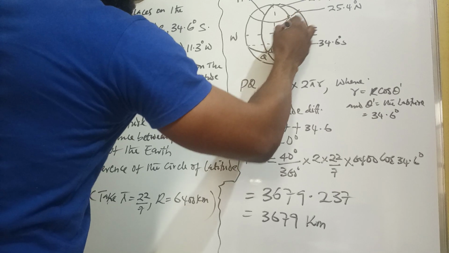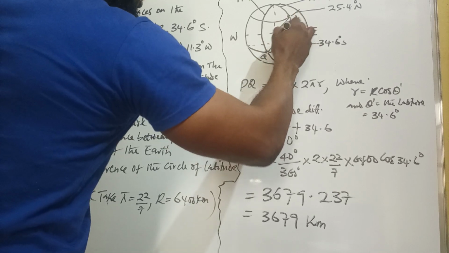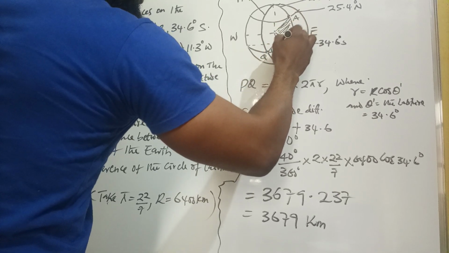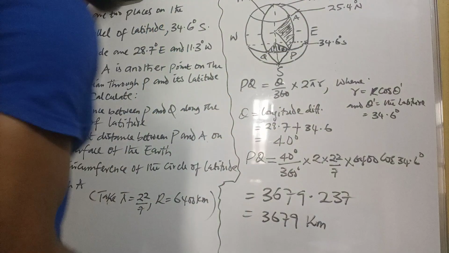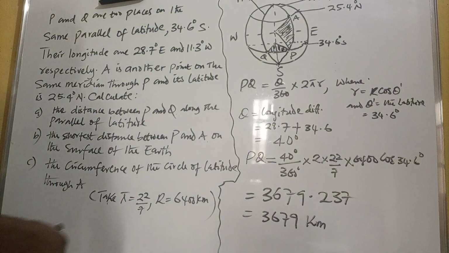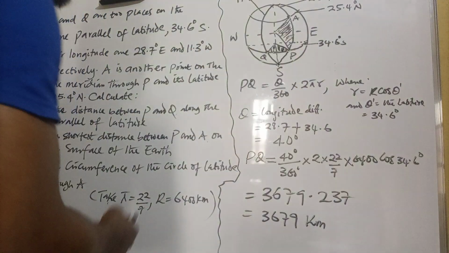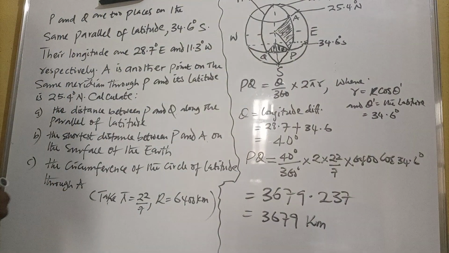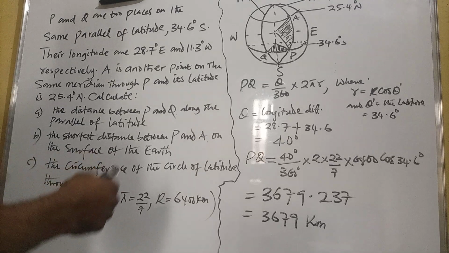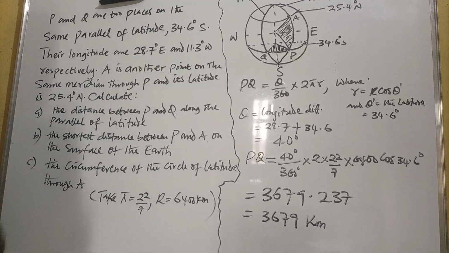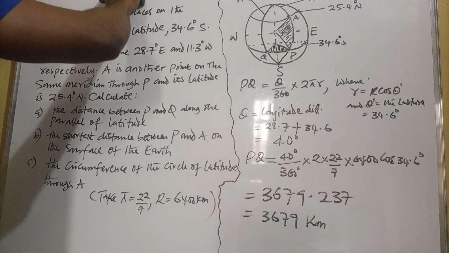So now we have gotten another sector we are looking at, sector AP. Now we have to calculate the distance from here to here, and that is the shortest distance between P and A on the surface of the Earth.